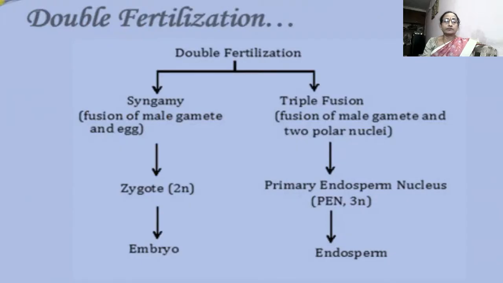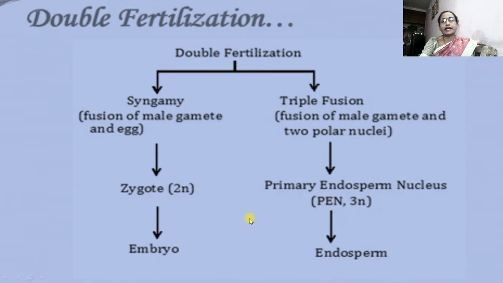First of all, we will see double fertilization. In the process of double fertilization, two male gametes fuse. The first male gamete fuses with the egg, and the process is called syngamy. The end product of syngamy is the zygote, which is diploid in nature. When the zygote undergoes development, it produces the embryo.